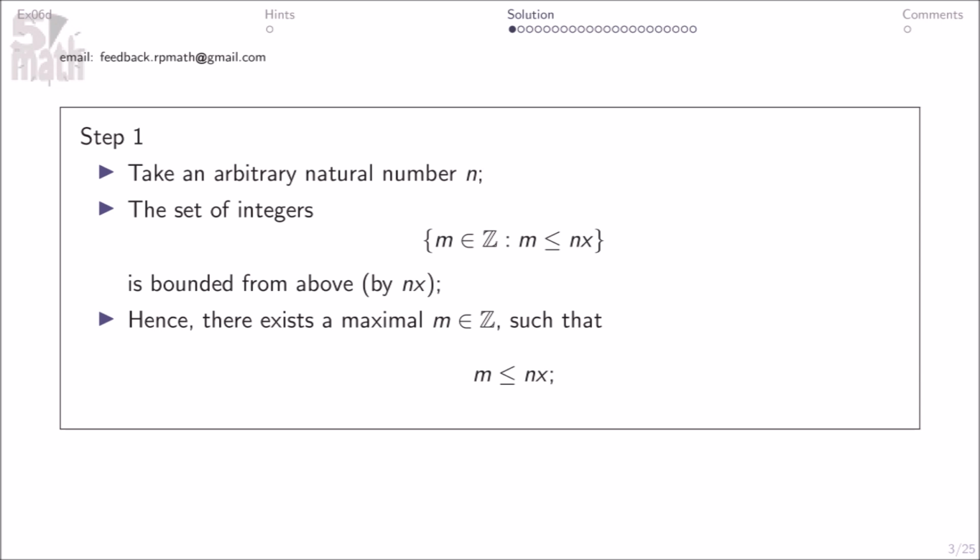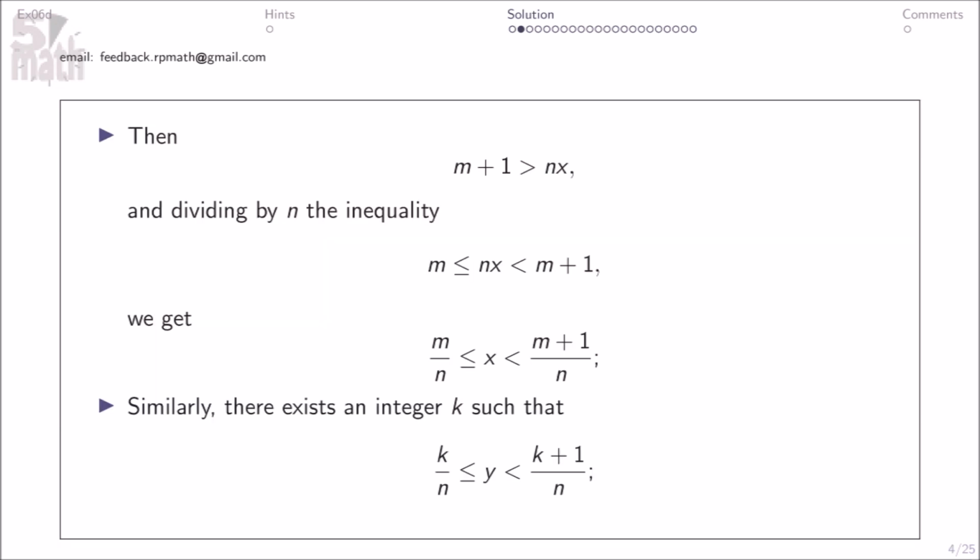The set of integers m, m ∈ ℤ, m ≤ nx, is bounded from above by nx. Hence there exists a maximal m ∈ ℤ such that m ≤ nx. Then m + 1 > nx, and dividing the inequality m ≤ nx < m + 1 by n, we get m/n ≤ x < m + 1/n.